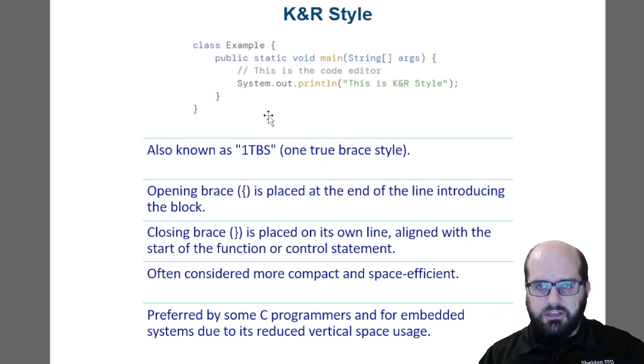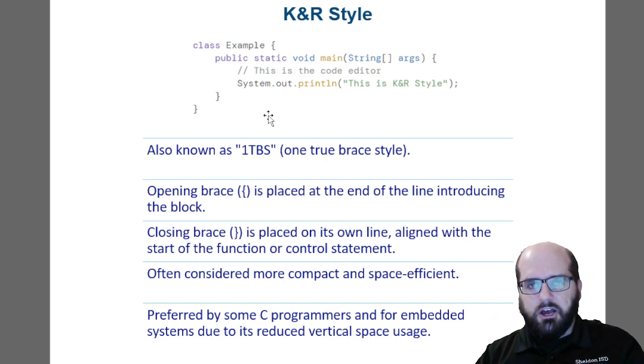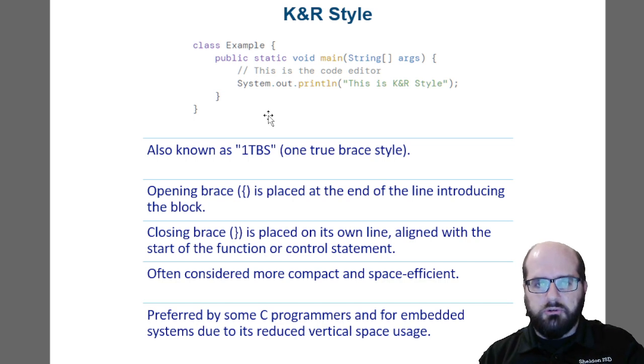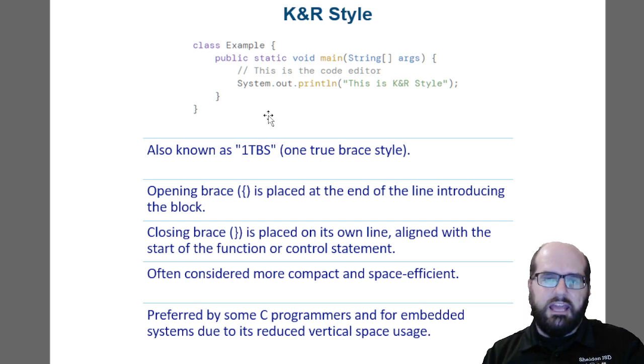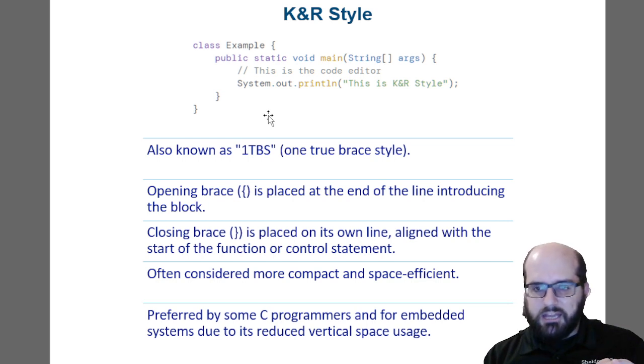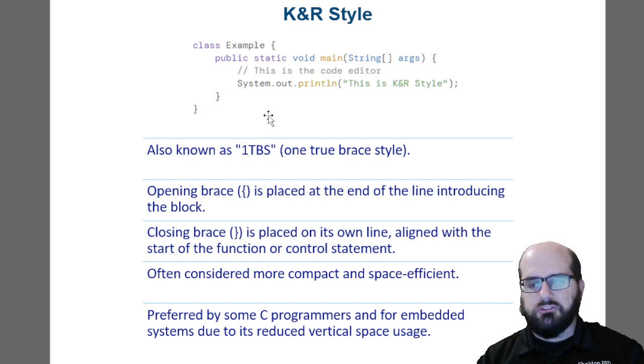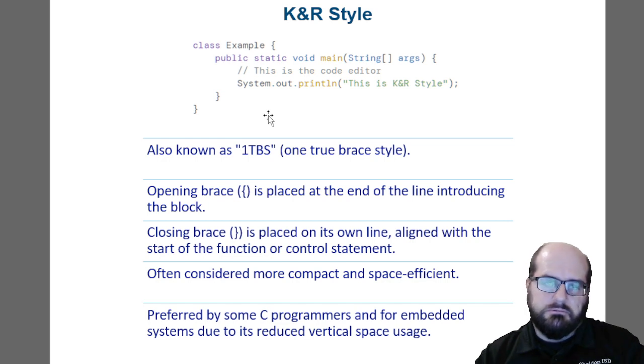Allman style, I think, is more aesthetically pleasing. This style is known as the one true brace style. The opening brace is placed at the end of the line introducing the block, and the closing brace is placed on its own line, aligned with the start of the function or control statement. It is more compact and space efficient, which is why often when I write on a board, I will go with K&R style. And a lot of the code I've written in the past follows this style. It's preferred by some C programmers and for embedded systems due to its reduced vertical space usage. It makes your classes smaller, you know.